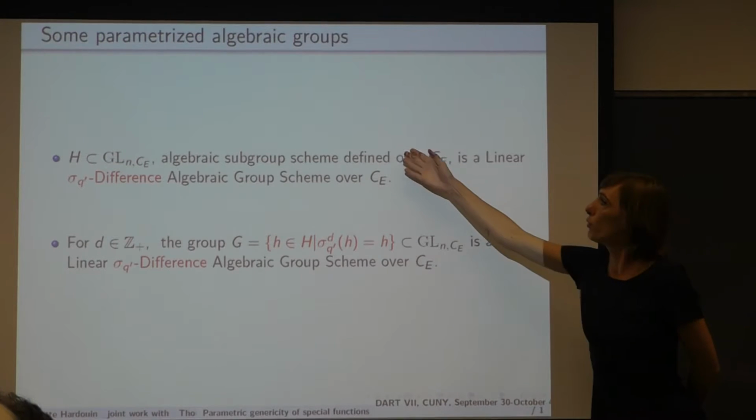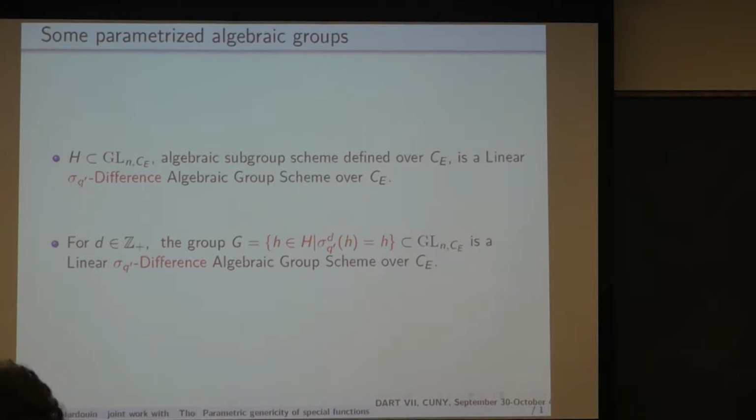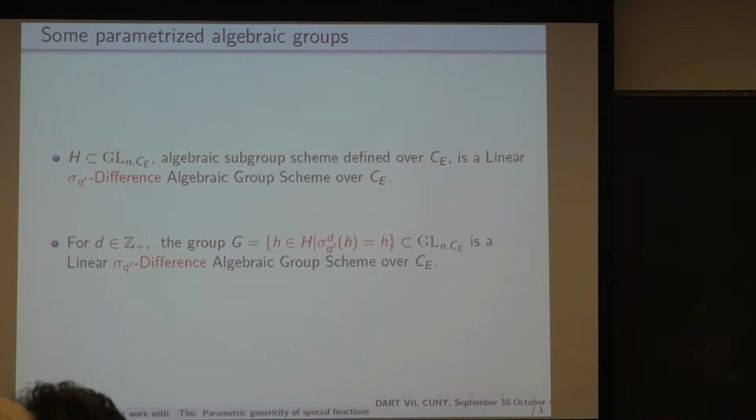Of course, any algebraic group will be a sigma q prime difference algebraic group for the same reason, but you have many more constant groups: namely, for each integer d, you can define the points of H that are stable under an iterate of sigma q prime, and these are linear sigma q prime difference algebraic groups. Once again, these two examples will be the only ones I will follow.